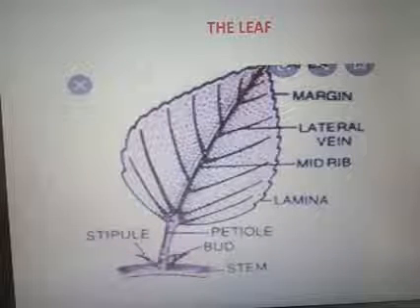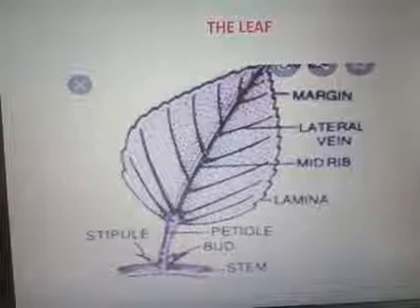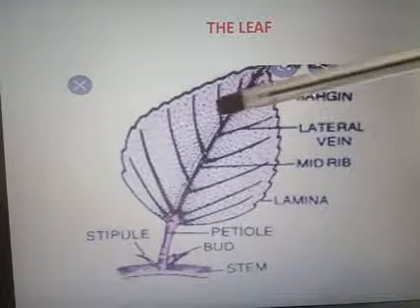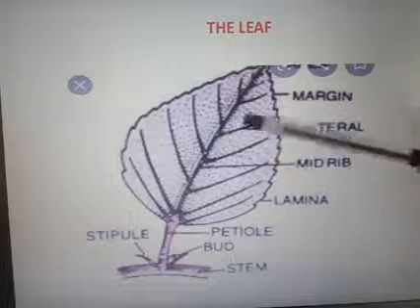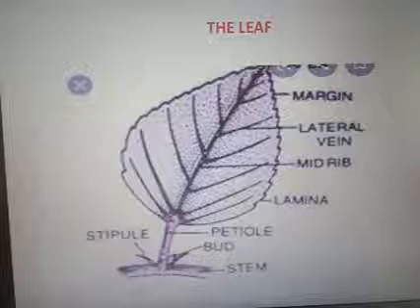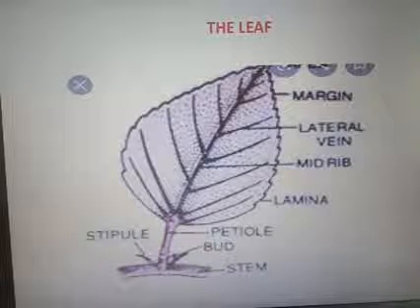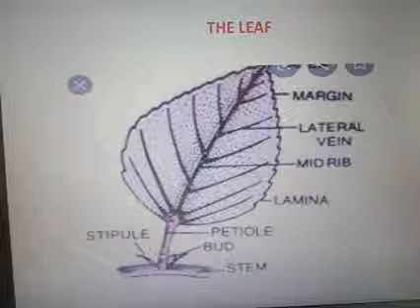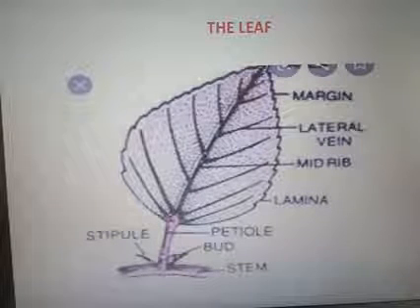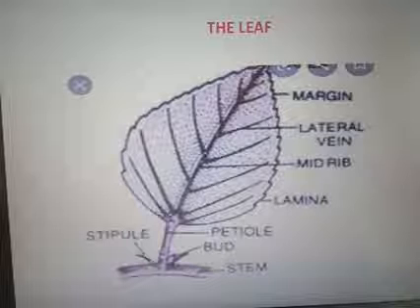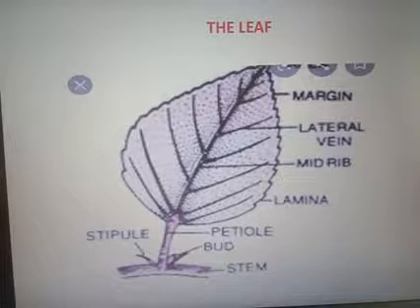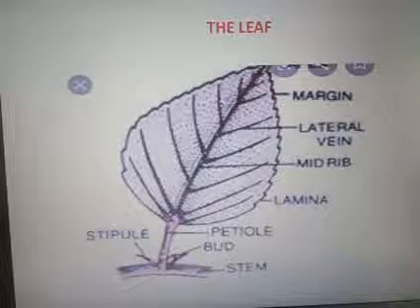The next portion is petiole. This portion is the leaf base portion, this one is the petiole portion, and this is the leaf lamina portion. Clear? Petiole means the stalk of the leaf. A leaf having petiole is known as petiolate, and one without petiole is known as sessile. The main stalk of a compound leaf is called rachis. This is a single leaf; I am telling about the compound leaf, the main stalk, which is known as rachis.